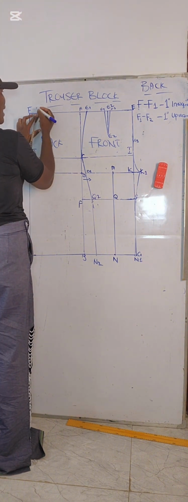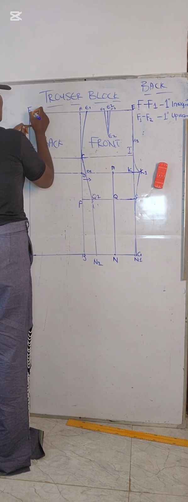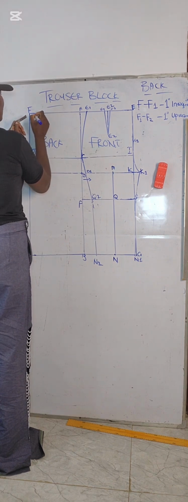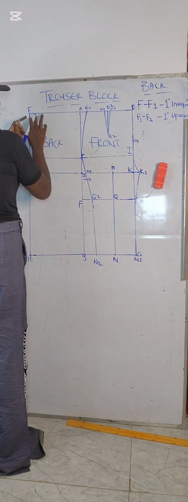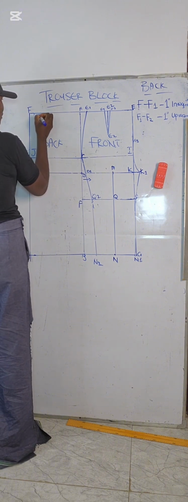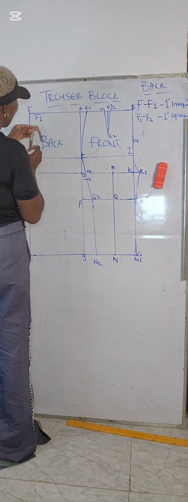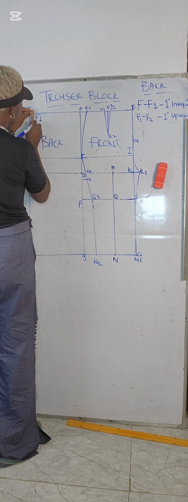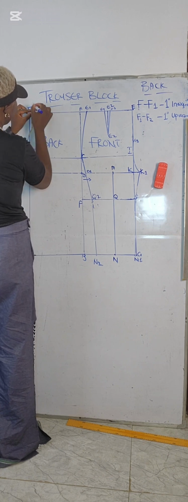We move in by 1 inch. This is my F1. We move in by 1 inch. This is my F1. And we move up by 1 inch. This is my F2.